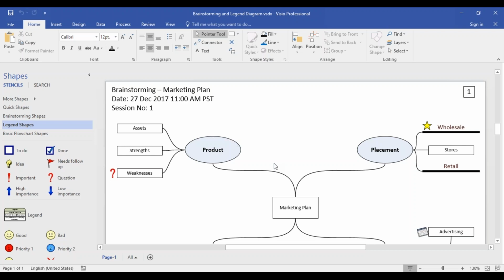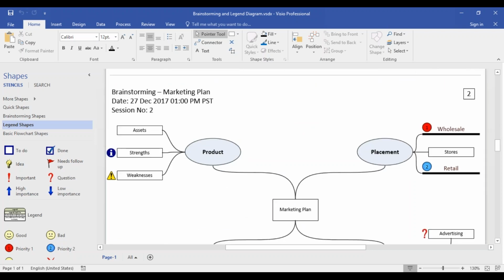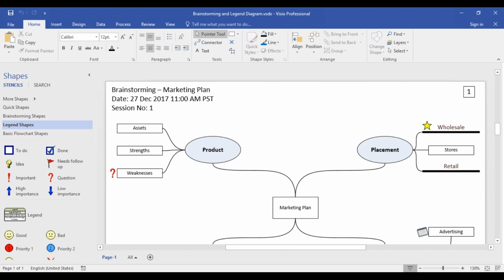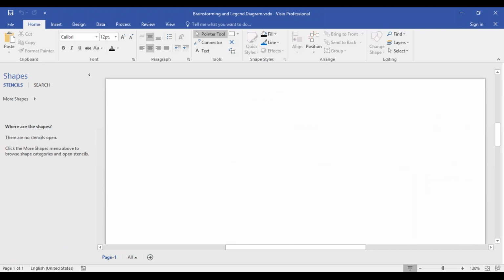Morning 11 a.m. is the first session. Afternoon, post lunch, 1 p.m. is the second session, right? So now we will see how to create the brainstorming and legend diagram.